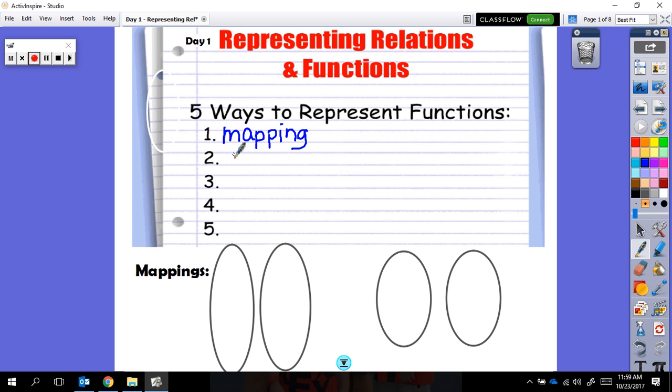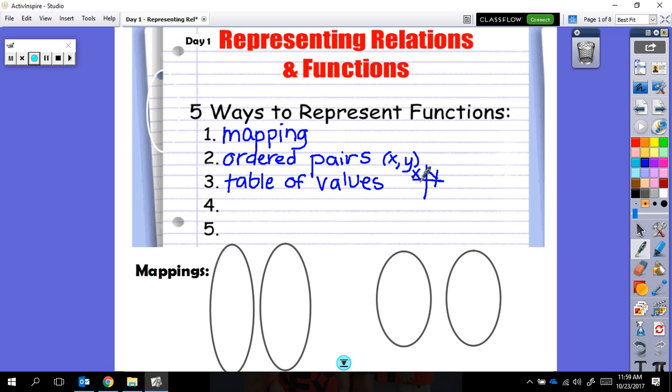The second way is to list ordered pairs. So if you're looking at a graph or a chart, ordered pairs are an easy way to represent a function, or to determine if an equation is a function, is to look at the ordered pairs associated with it. The third way is a table of values, which is very similar to the ordered pair. You should be able to go back and forth between those two. Okay, so I'm talking about like an XY T-chart here and you know, X comma Y for your ordered pair. So you should be able to move fluidly between those two.